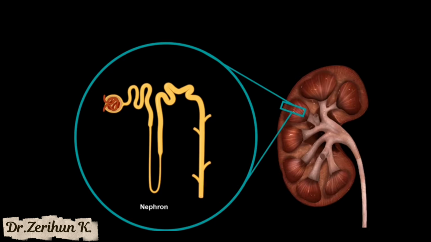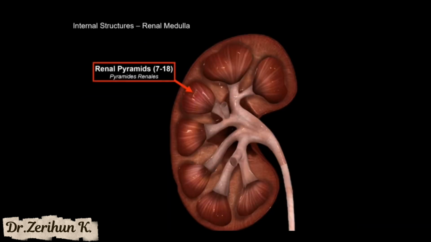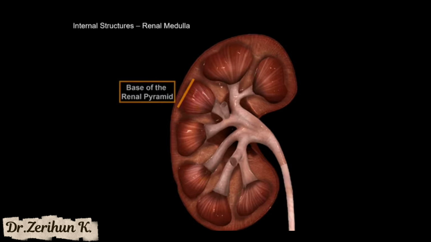The cortical parts of the kidney contain the renal corpuscle, the proximal convoluted tubule and the distal convoluted tubule. They are located within the renal cortex. So we have 7 up to 8 renal pyramids. The renal pyramid has a base of renal pyramid and an apex of the renal pyramid.